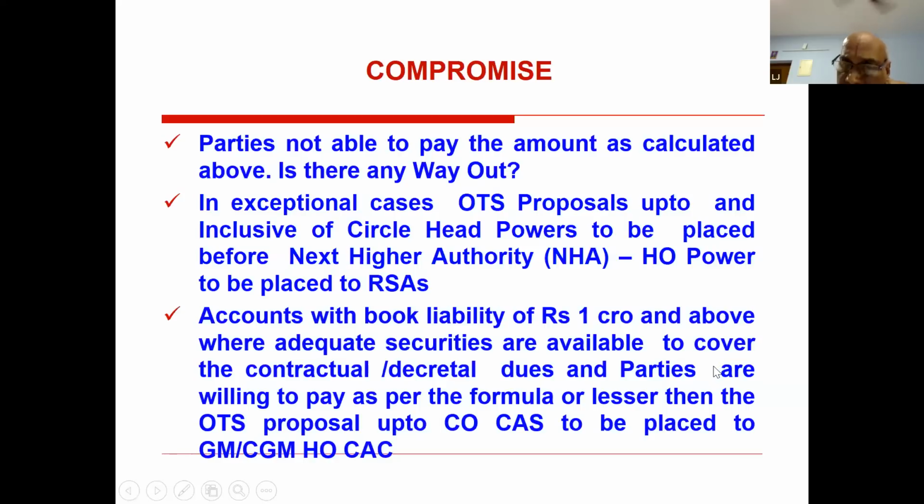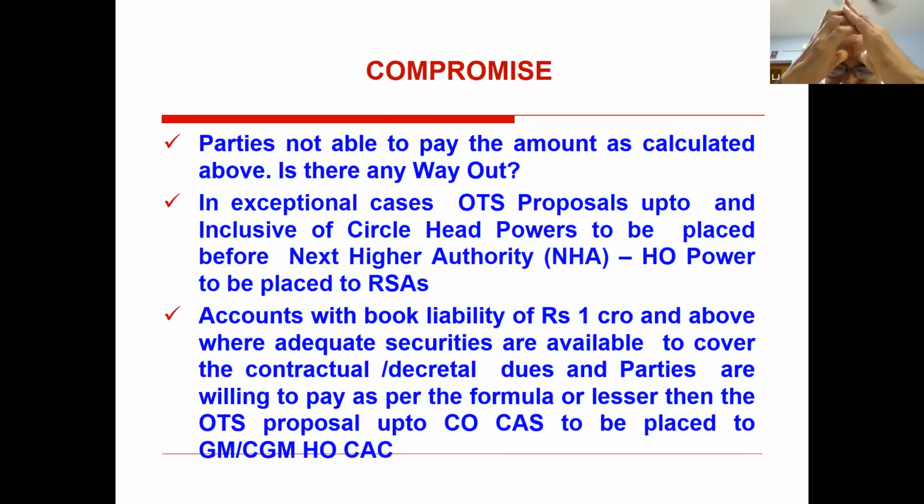And parties, this is very important, you see, and parties are willing to pay as per the formula or lesser than the formula, OTS proposal up to circle-level CAC, it is not COCAS, up to circle-level CAC to be placed to GM, CGM, HO CAC. So what I want to drive home is, in two cases, the OTS proposal has to go to HO, even though the amount falls within the circle power. The first case, as per the formula, the party does not want to pay, he will pay lesser than the formula. Proposal should go to HO.